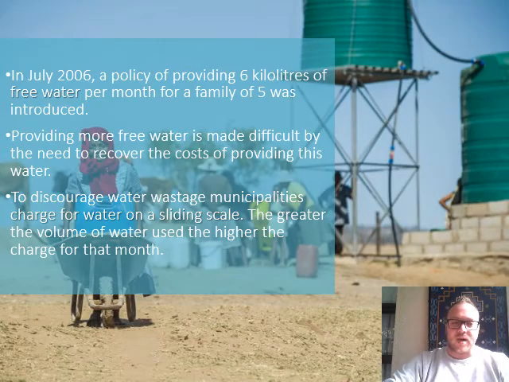In July 2006, a policy of providing 6 kiloliters, so that's 6,000 liters of free water per month for a family of 5 was introduced. Now, please note that 6,000 liters of water is nothing. It sounds like a lot, like, wow, I couldn't drink 6,000 liters of water.